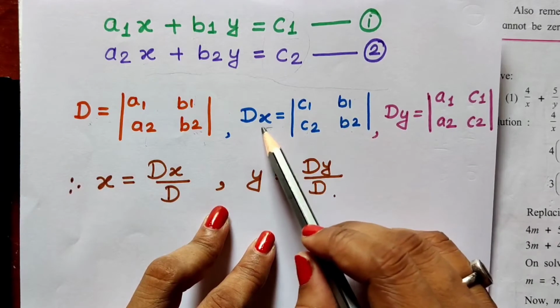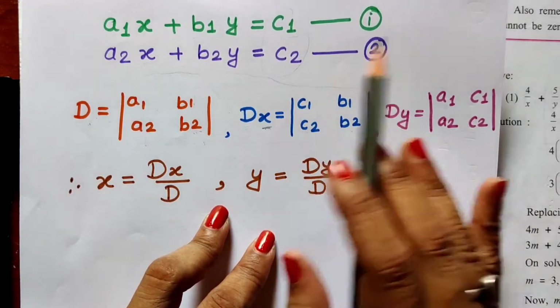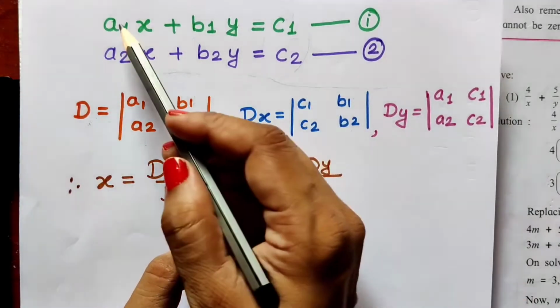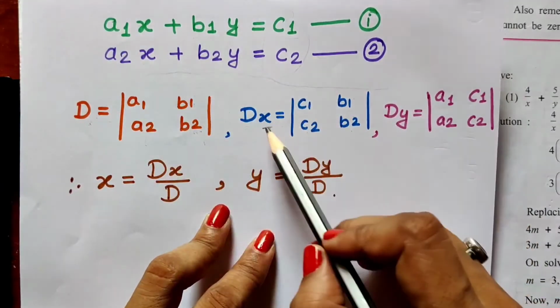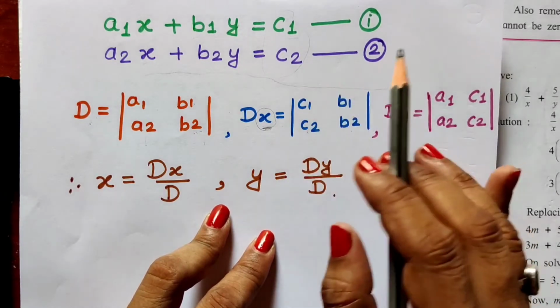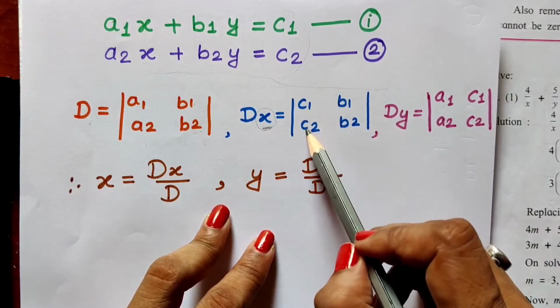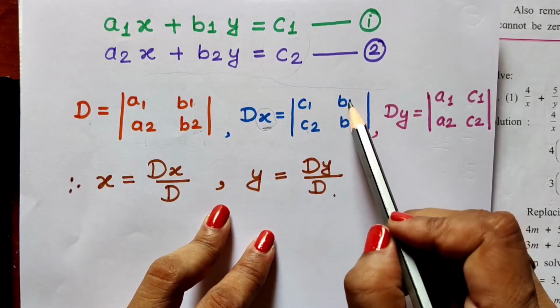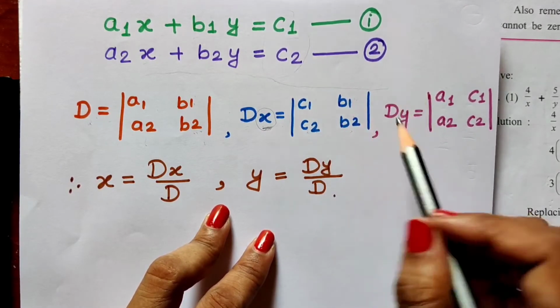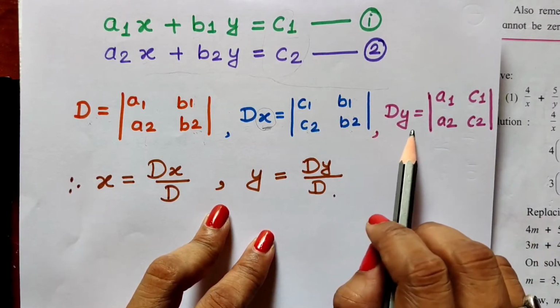See, for dx, coefficient of x is not written. There we cannot see the coefficient of x. Coefficients of x are a1, a2. But in determinant of x, we should not write the coefficient of x. First we have to write the constant term, and then the coefficient of y: c1, c2, b1, b2. Then we have to find determinant of y.